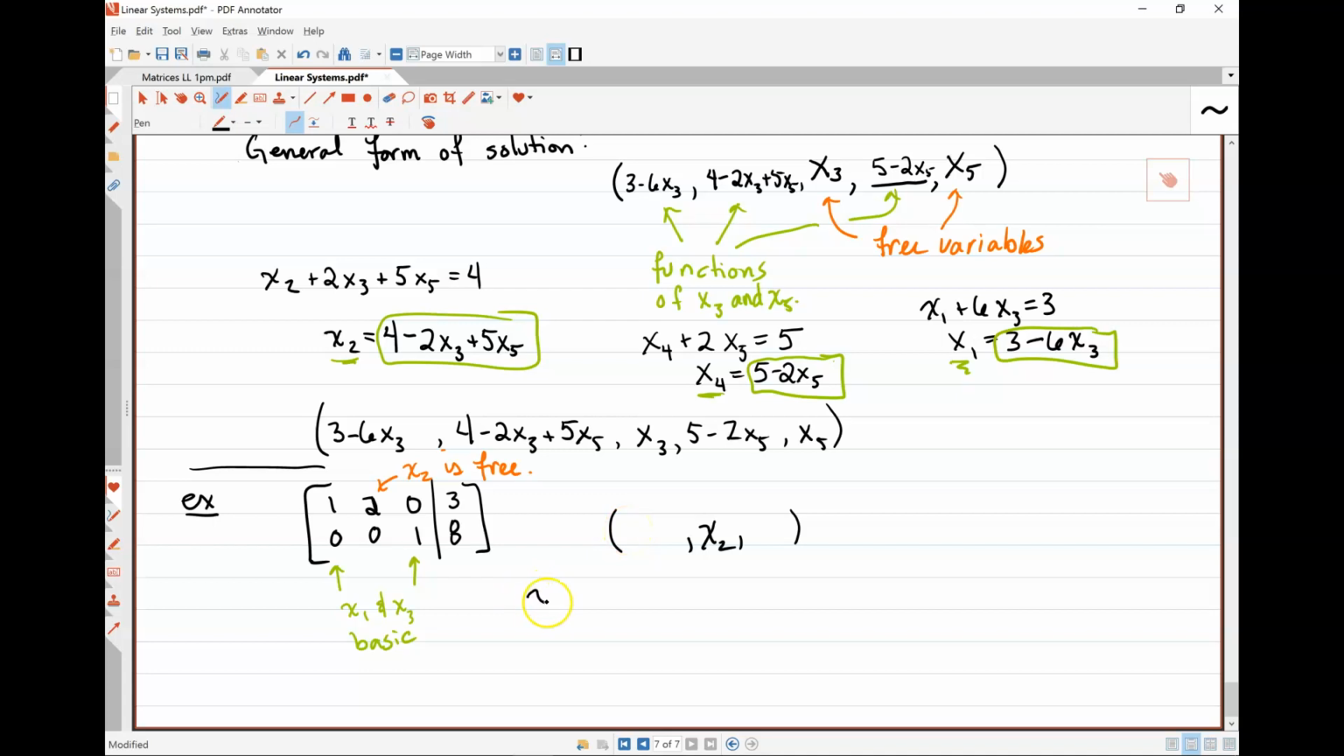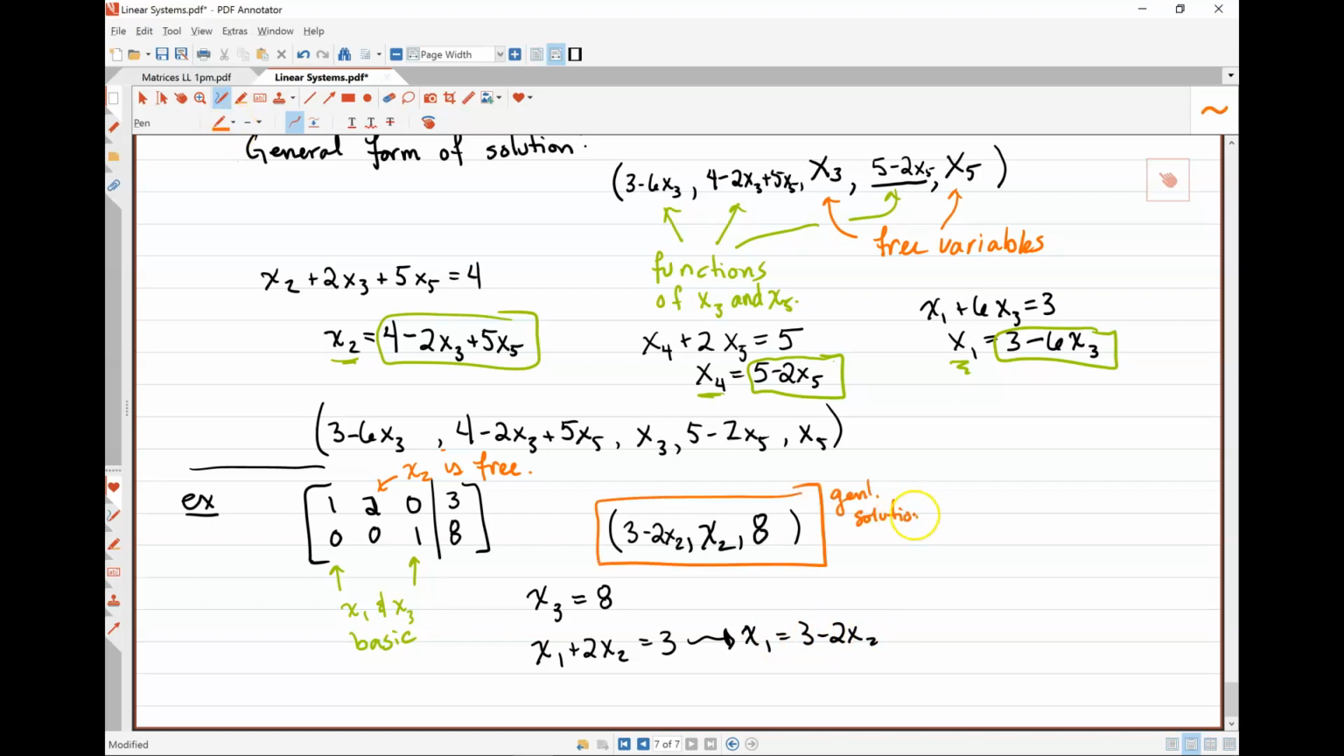The bottom equation says that x3 is equal to 8. Well, that's nice. That's not much of a function at all, right? I can just put in the 8. And the first equation, the top one, says x1 plus 2x2 equals 3. So x1 is equal to 3 minus 2x2. And that's our general solution.